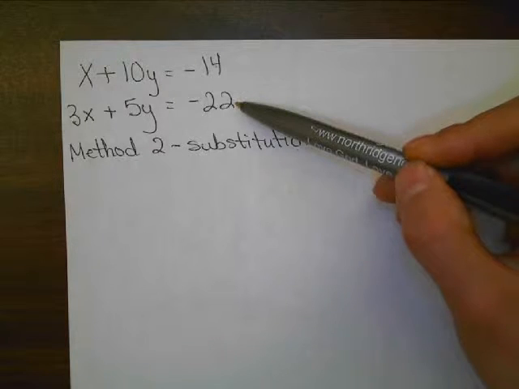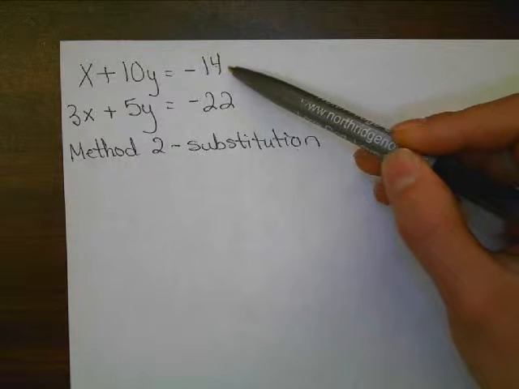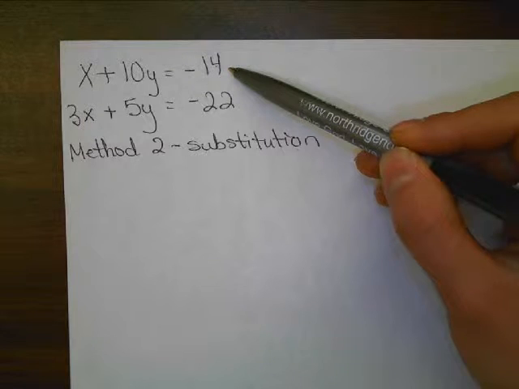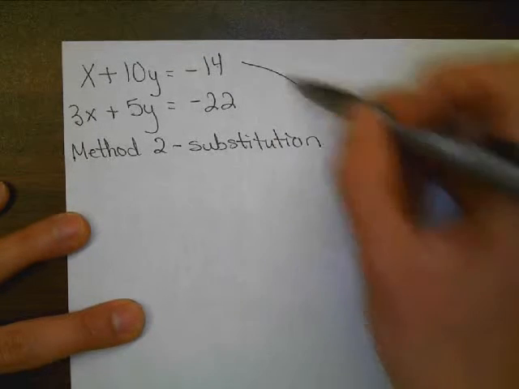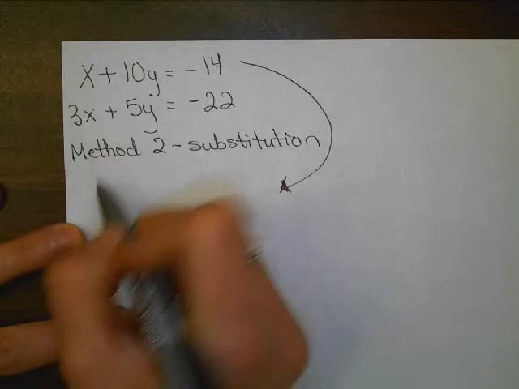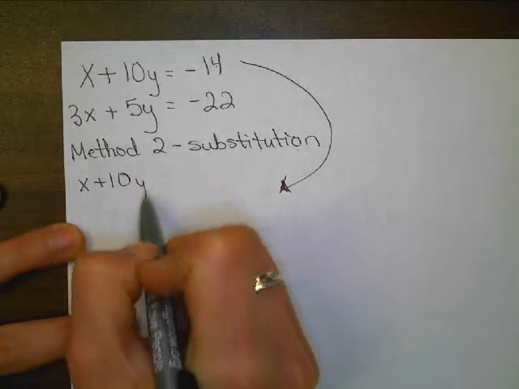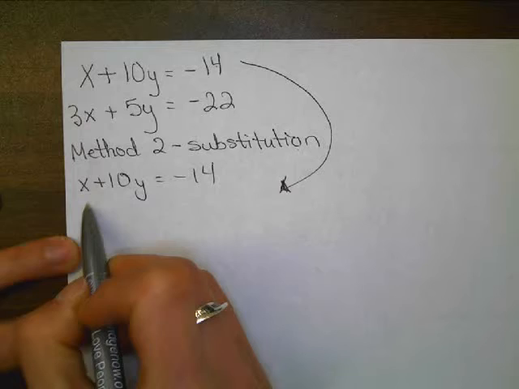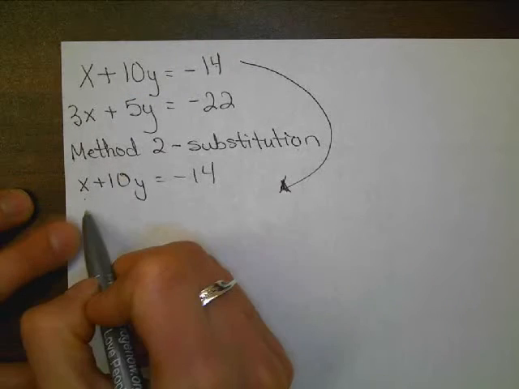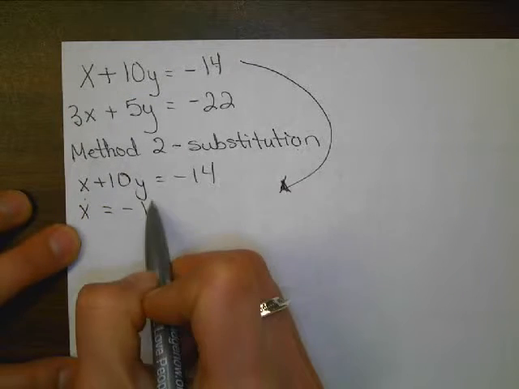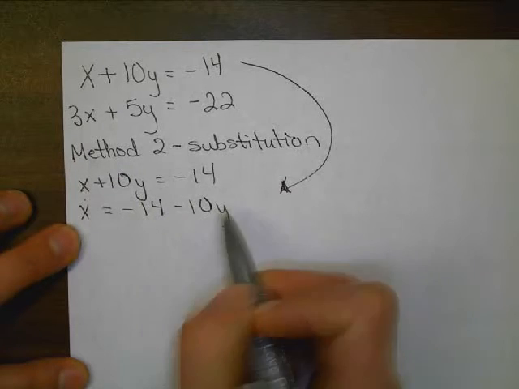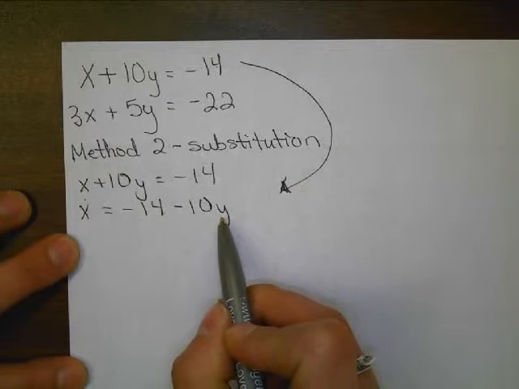So if you look at these two equations here, I always want to get the easiest variable by itself. Now if you choose to get y by itself every time, that's fine. It might just be a little extra work. So if we look at this, you can see here that x is going to be the easiest to get by itself. So I'm going to solve the top one for x. If I have x plus 10y equals negative 14, to get x by itself, I'm going to move the 10y over by subtracting. That way I have negative 14 minus 10y.